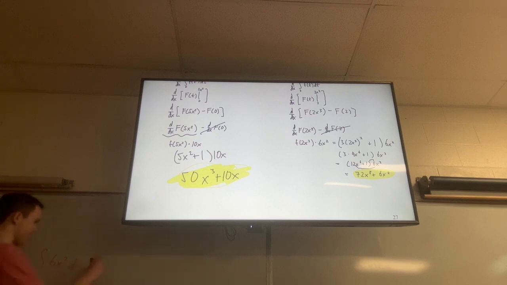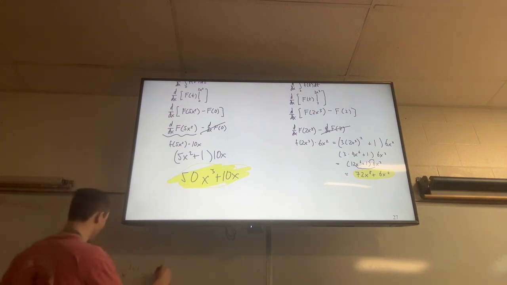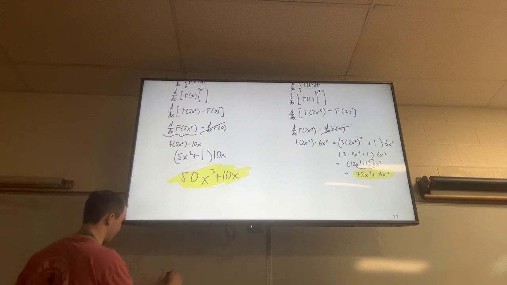So this becomes 6 over 2 plus 1 times x to the 2 plus 1, or just 2x cubed. What am I missing? What do I need to write here? Plus c, yep. If you don't write plus c, you'll get a c plus.